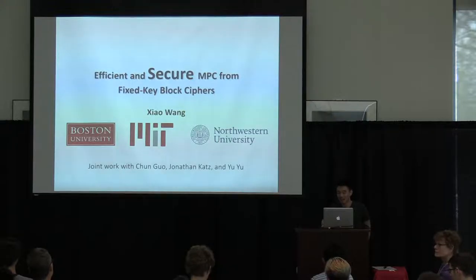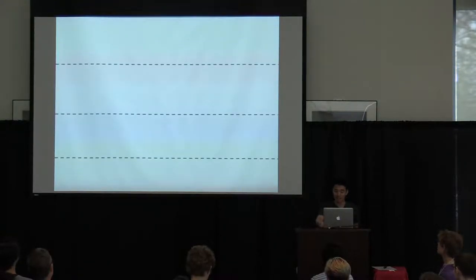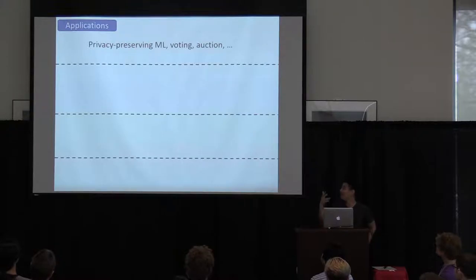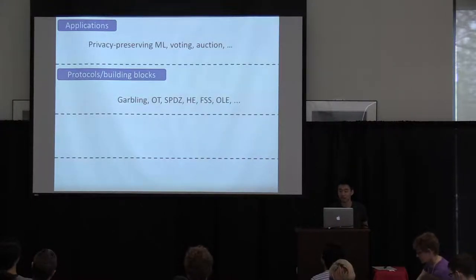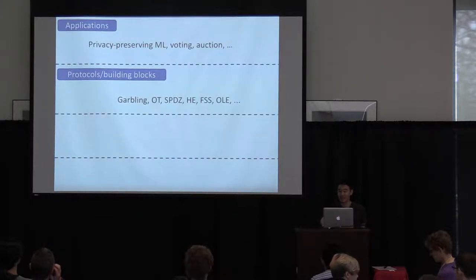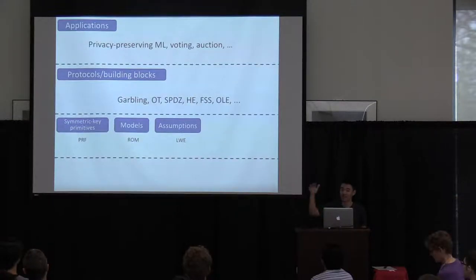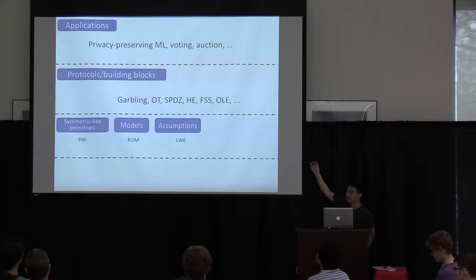them actually secure. To give everybody some more ideas, let me first partition the work of MPC into a few layers. At the top layer are applications, where we build different kinds of practical systems for different uses. And then the lower level is protocols and building blocks. Let's say we have garbling, we have oblivious transfer, we have secret sharing based protocols, we have all different kinds of stuff that I listed here. And then one layer below this, some lower level stuff: assumptions, models, and some symmetric key primitives that we need to build all this kind of fancy stuff.